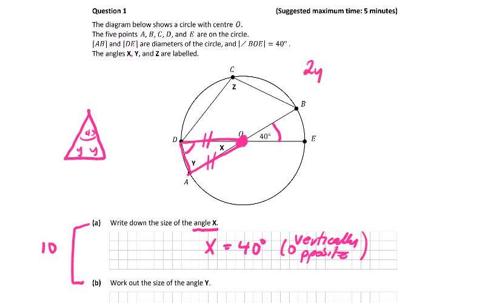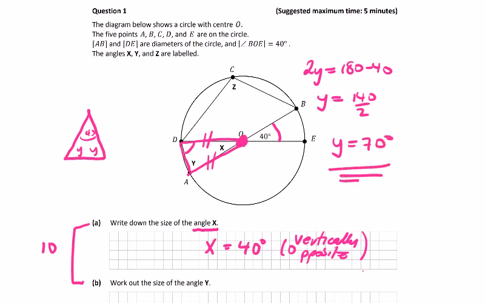So the maths involved here: 2Y would be 180 minus 40, or Y is equal to 140 divided by 2. So Y is equal to 70. So show as much work as you can in these exams. Part C, we're asked to find the angle Z. So let's look at Z.